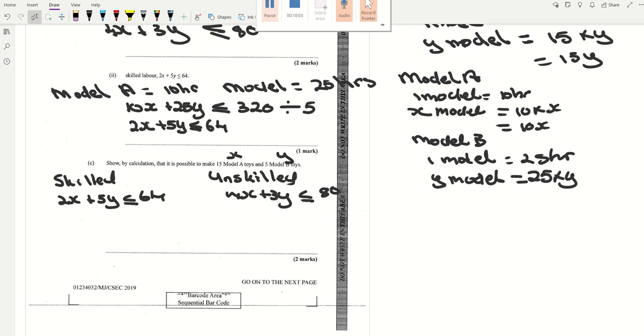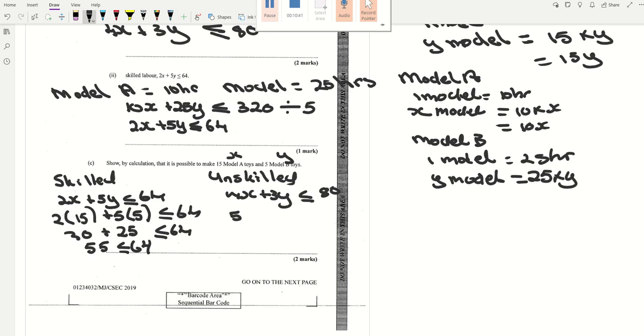So for this one, we're going to put x is equal to 15 and y is equal to 5. So we know the relationship between 2 and x is multiplication. So that's 2 by 15 plus 5 by 5 is less than or equal to 64. 2 by 15 is 30. 30 plus 25, is it less than or equal to 64? Let's just see. That is 55. It is indeed less than 64. So we know that your skilled laborer can make 15 models of A and 5 models of B. Alright? Let's see for unskilled.